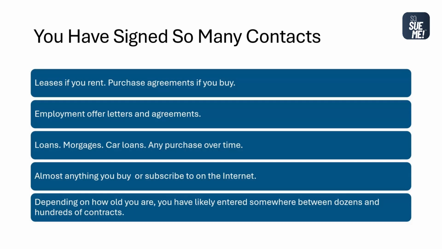That is a contract. If you have loans, if you have mortgages, if you have car loans, if you've bought anything over time, there are contracts underlying all of that.